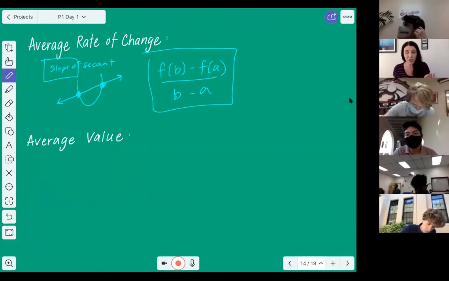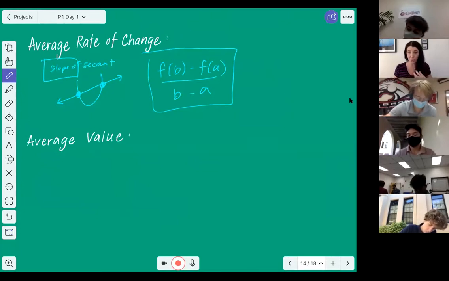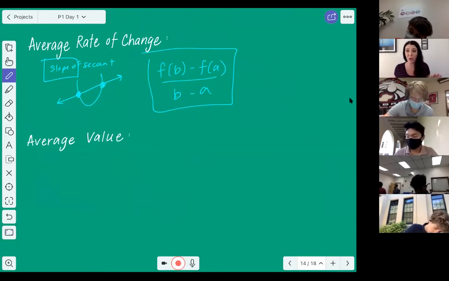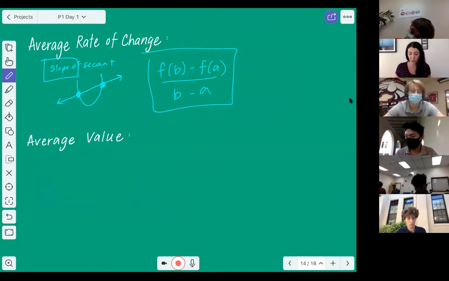Average value is going to find something different. Instead of finding the slope between 2 points, it's going to find the most expected output value. That's what average value is going to find. It's going to find the most expected output value. Or like, what's the average y value we would get over an interval? So not the average slope, but the average y value. Our equation is very different for average value.